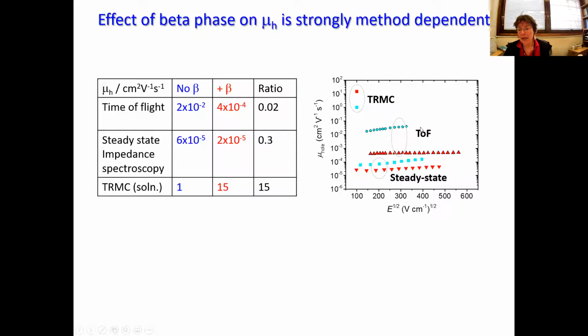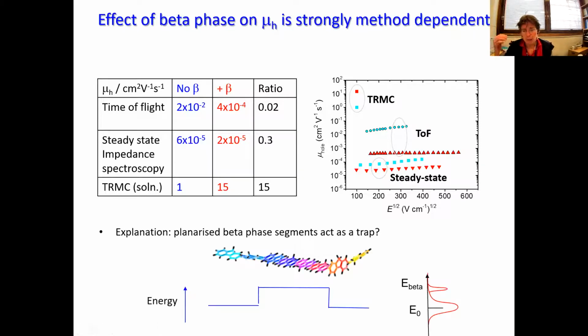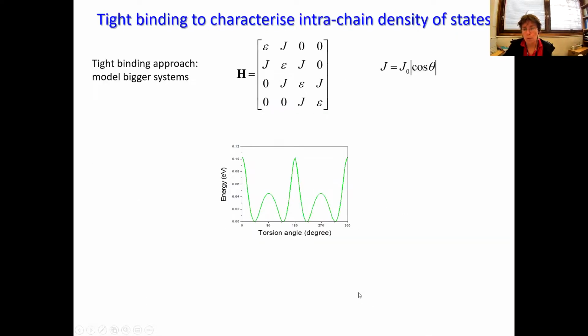If we want to try to make sense of all of this, the picture that we came up with is one where we propose that the beta phase segment will act as a trap. In this component, because of the higher electronic coupling between consecutive units when they're planarized, the energies for the electrons and holes are stabilized, and this long beta phase then introduces a trap for the holes. So we can think about what that would do to the density of states, and from that try to think quantitatively about what the impact would be on the landscape which is seen by moving charges.